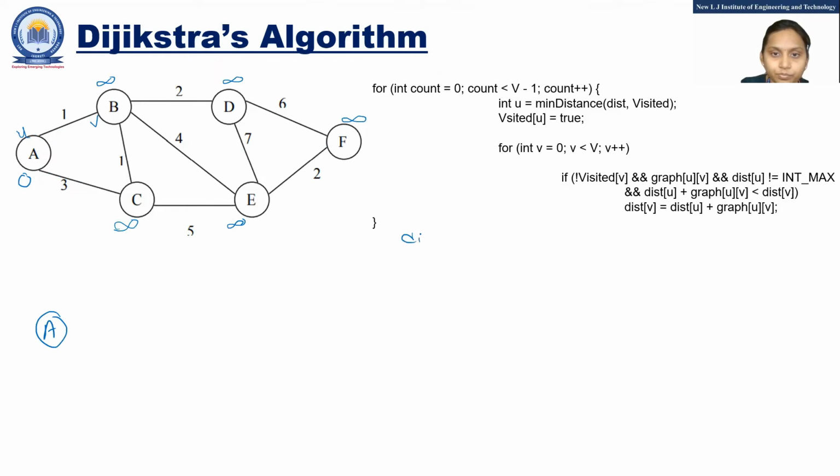That's why, if you want to maintain the distance, if you want to check the nodes A, B, C, D, E, and F. Okay. So here you have to check that 0 plus 1 means 1, and it is smaller than infinity.